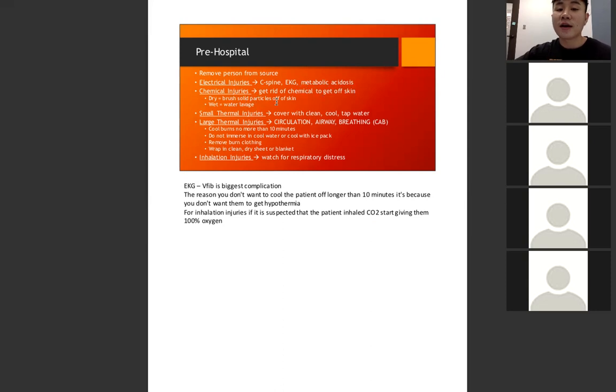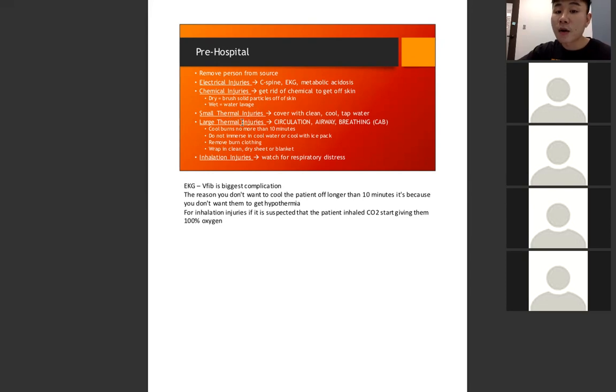Chemical injury, we get rid of the chemical to get it off the skin. If the chemical is dry, we brush the solid particles off the skin. If it's wet, we do a water lavage. Like you guys remember from taking chemistry, there's a water shower right in the lab where, if there is an injury, we can just go under the water and flush it.